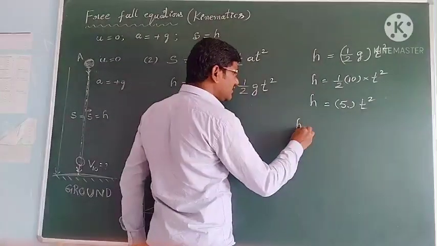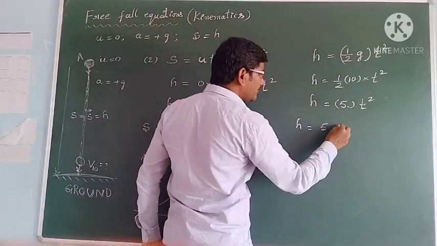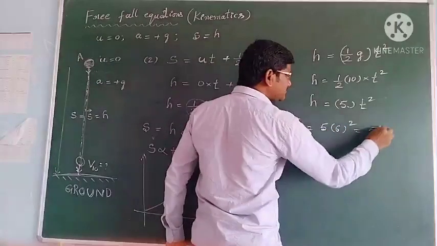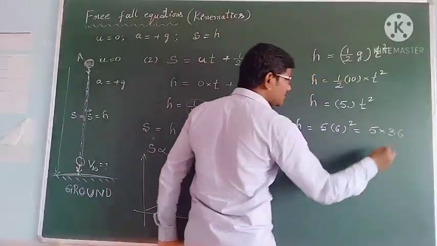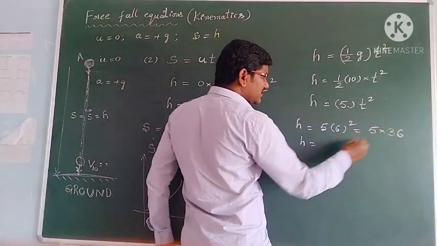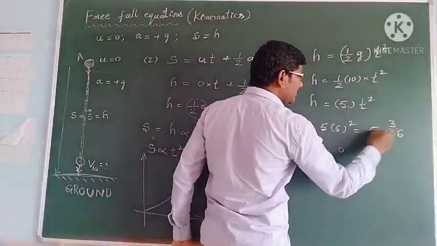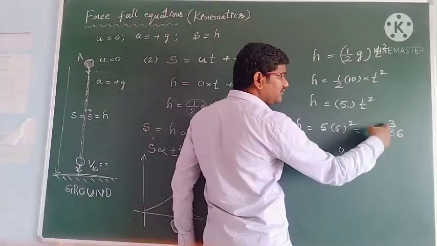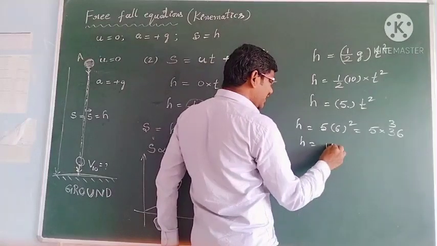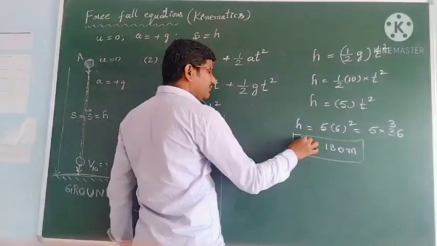Then to know how much height it has fallen, 5 into t square. It has taken 6 seconds, so 6 square is 36, then 5 into 36. 5 sixes are 30, 0 and 3; 5 threes are 15, 15 plus 3, so 180 meters. So the height fallen is h is equal to 180 meters.